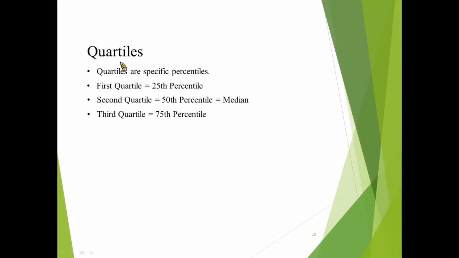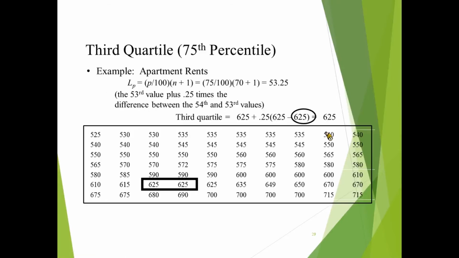Okay. And the next one is the quartile, a specific percentile. The first quartile is the 25th percentile. The second quartile is the 50th percentile, the median. And the third quartile is the 75th percentile. Okay, so the third quartile. Okay, so we can see the formula, and in SPSS we can do this very easily.